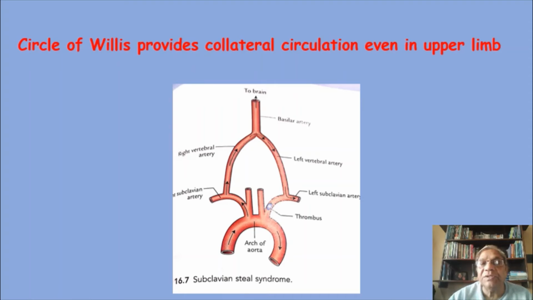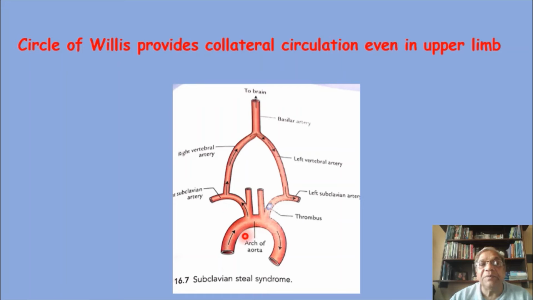Not only if it is blocked at the level of the internal carotid artery, or at the level of the vertebral or pontine artery, but also if the blockage is here. See, for example, here it is the blockage of the subclavian artery. The left subclavian artery is blocked just above its origin from the arch of the aorta. See this thrombus, meaning a blood clot, which may form here. I will just explain it to you in the next slides.